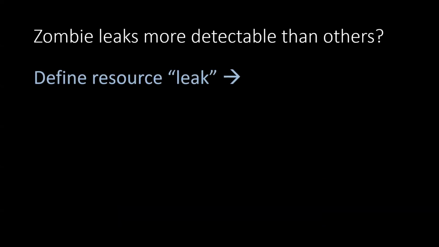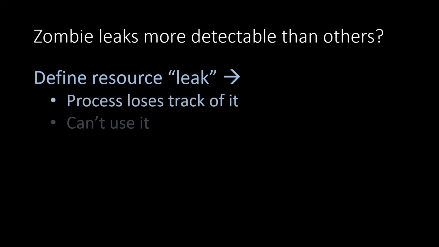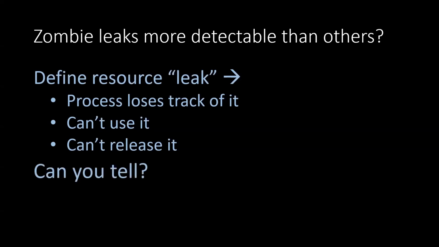So I said earlier that zombie process leaks are reliably detectable where other leak types aren't. So let's clarify what constitutes a leak. Basically, a process has had a resource allocated but has lost track of it. So it can't use the resource, and it never frees the resource because it's incapable of doing so. It doesn't have the reference to that object anymore. It's just lost it.